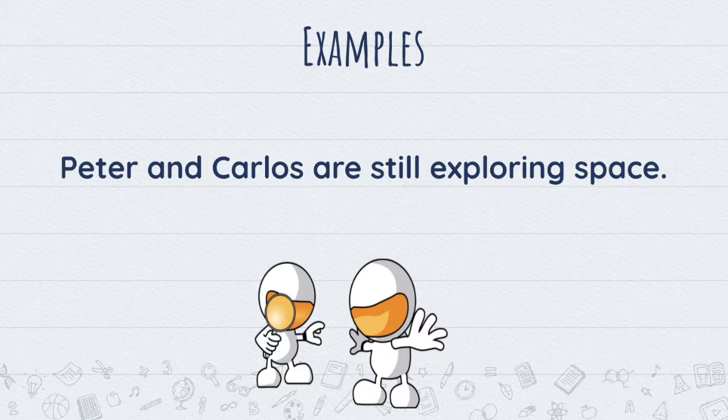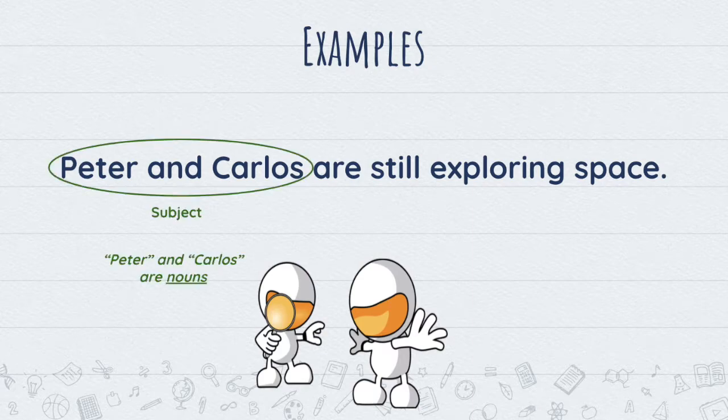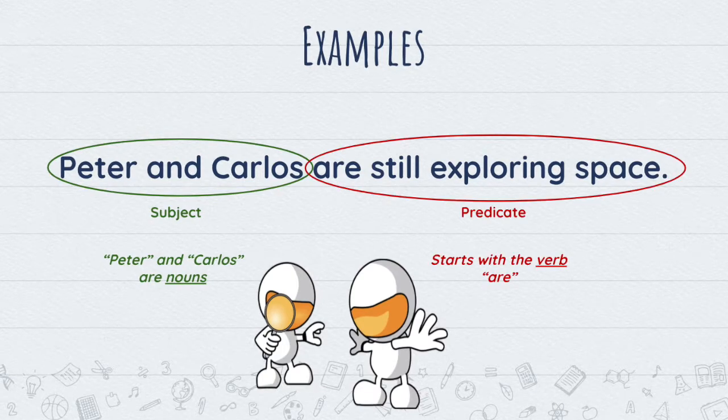Peter and Carlos are exploring space. Who is the sentence about? I know that the subject is Peter and Carlos. I have two different nouns. The word Peter and the word Carlos both represent a person. So that's the subject of the sentence. The predicate is are exploring space. I know that's the predicate because that is the information we know about them, and also because it starts with a verb. I see the word are, which comes from the verb to be.